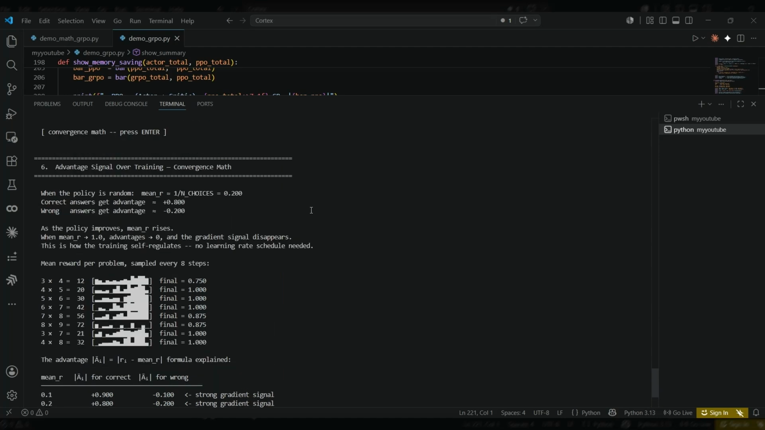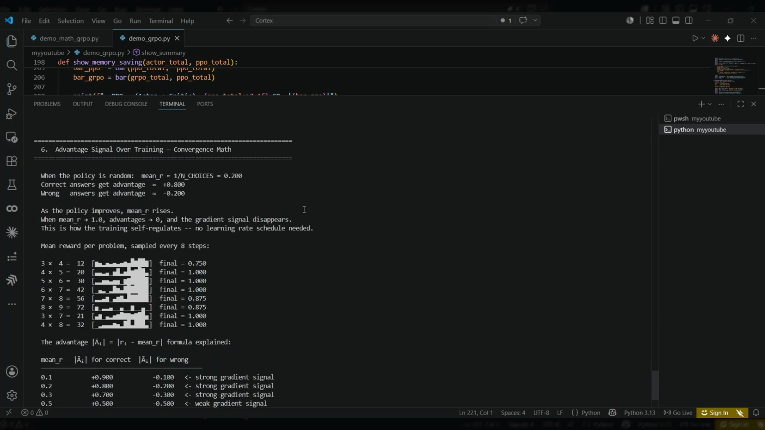When the policy is random, the mean is very low. Then after correct answers we get an advantage of 0.8. As the policy improves, the mean improves. When the mean becomes 1, the advantage becomes 0, and thus the gradient signal disappears. So the model does not perform any self improvement after that.